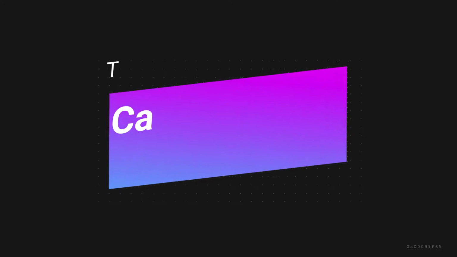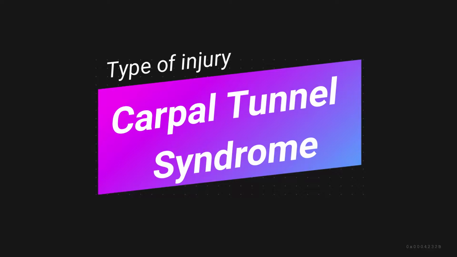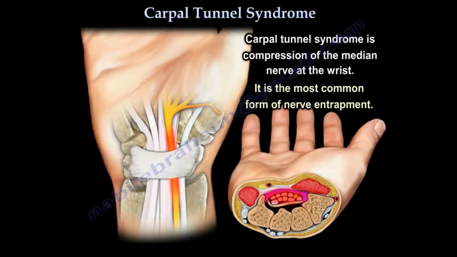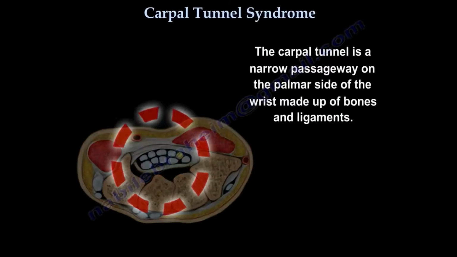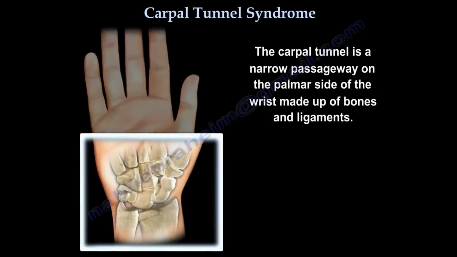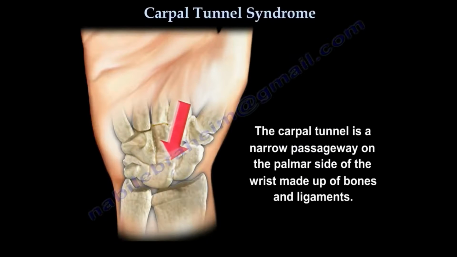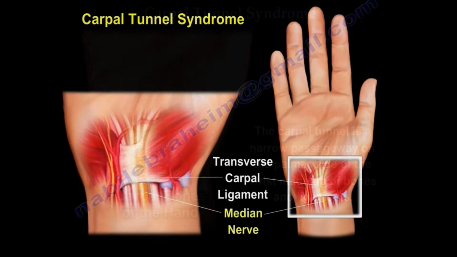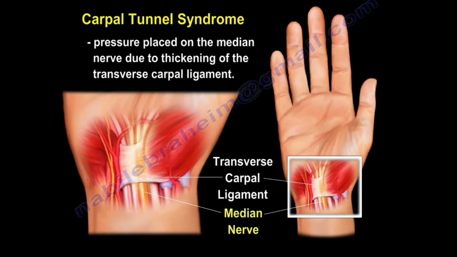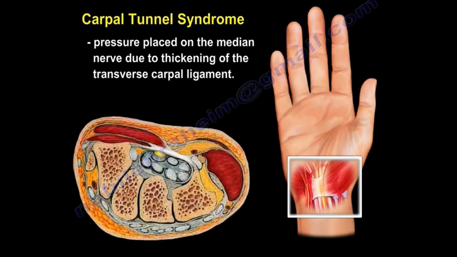Next injury is carpal tunnel syndrome. Carpal tunnel syndrome is compression of the median nerve at the wrist. It is the most common form of nerve entrapment. The carpal tunnel is a narrow passageway on the palmar side of the wrist made up of bones and ligaments. Pressure is placed on the median nerve due to thickening of the transverse carpal ligament.